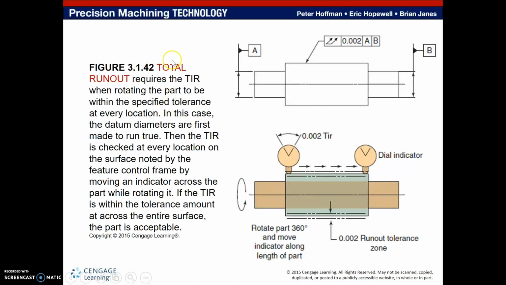We can also look at what's known as total runout. Maybe we don't just care about one specific location. We care about every location along that entire shaft.